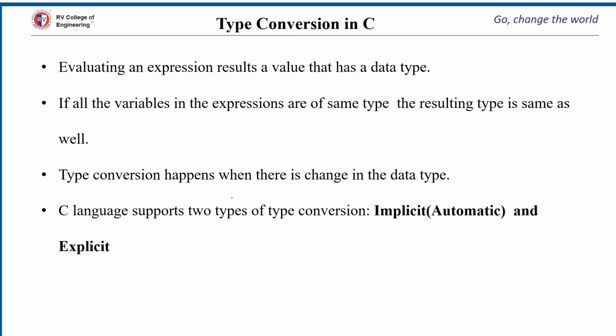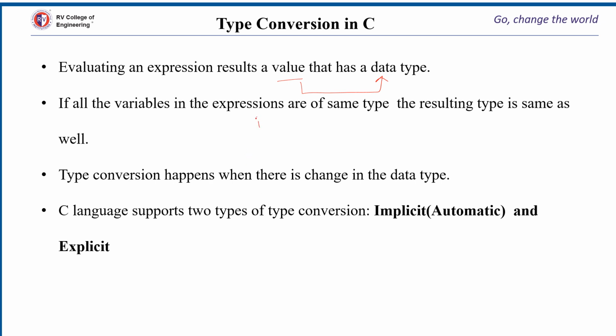Coming to type conversions in C, how the type conversions takes place. So evaluating the expressions results in a value. Now obviously that value also has a data type, right? Now if all the variables in an expression are of same type, the resulting type will also be same. But however, this does not happen always. There will be changes in the variables in an expression, right?